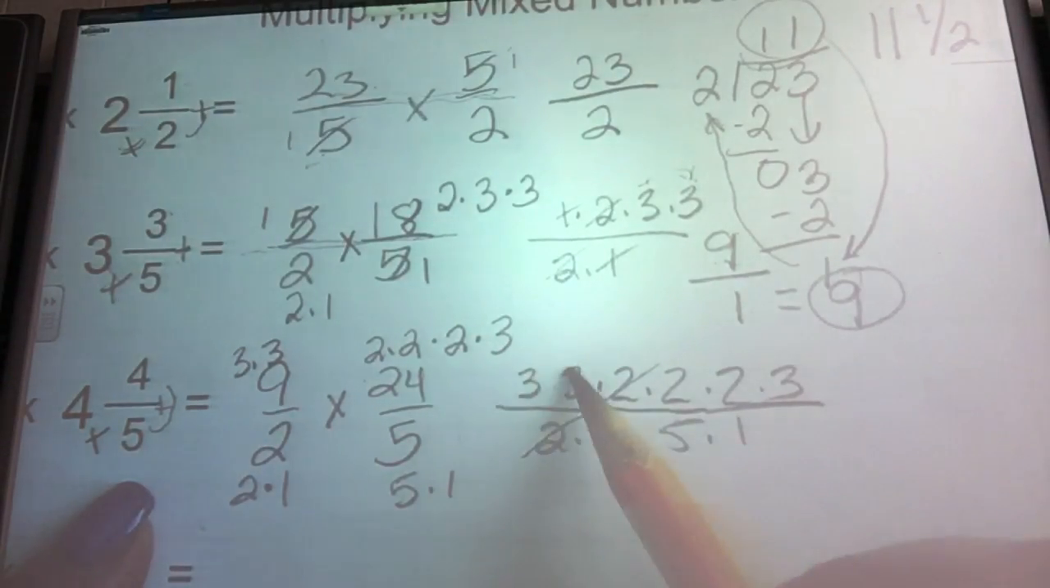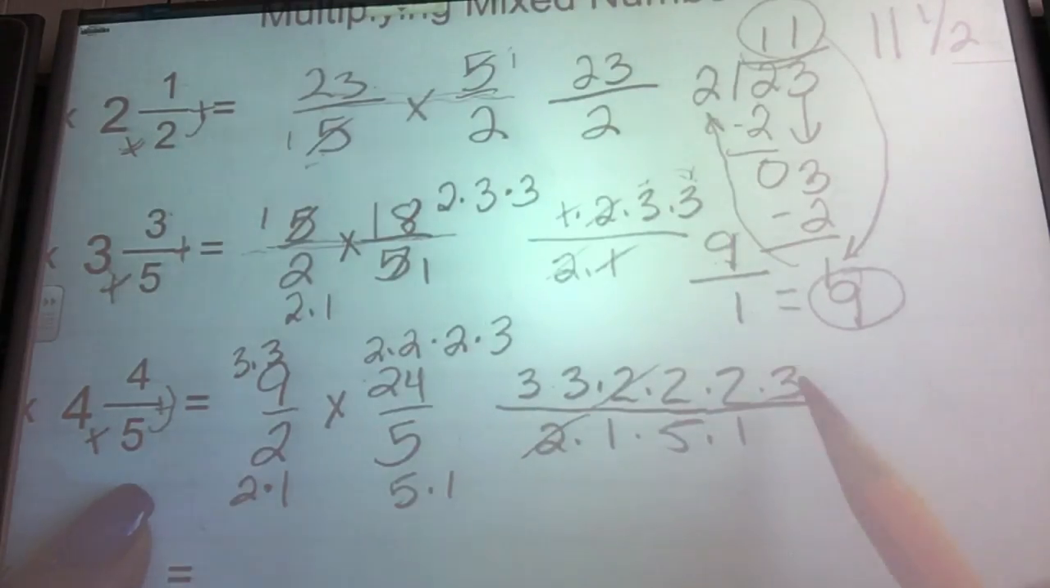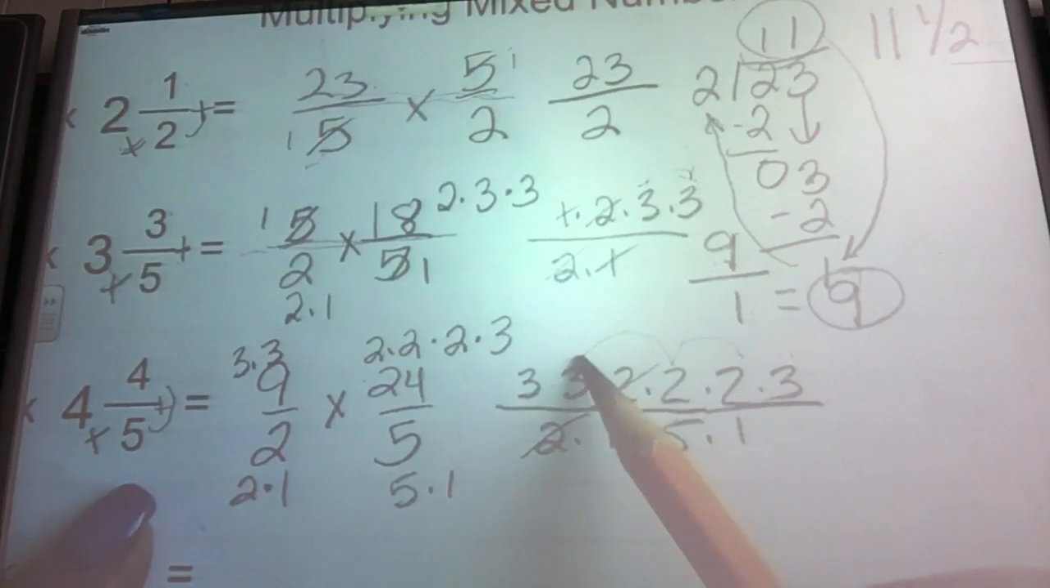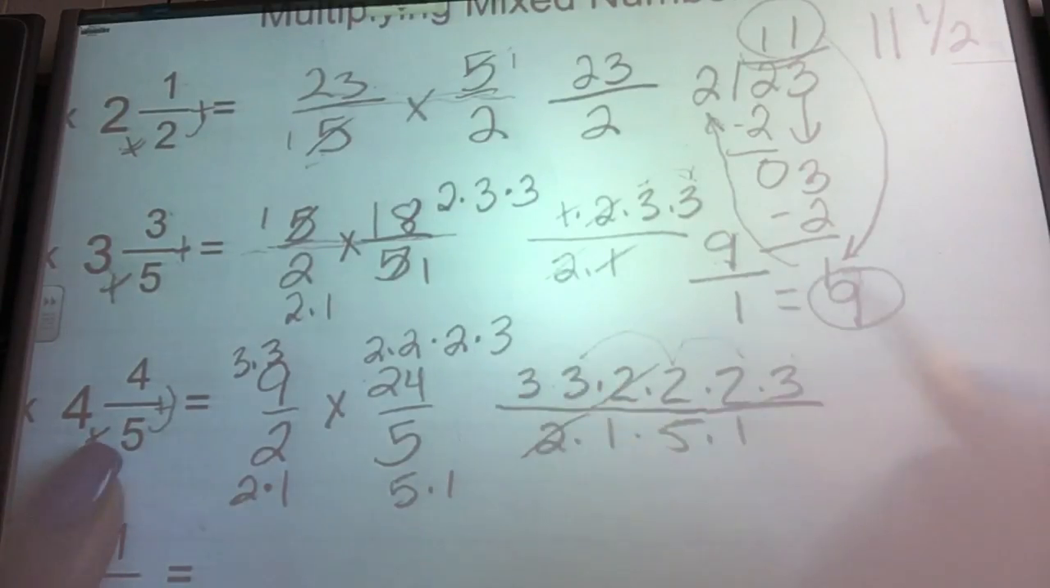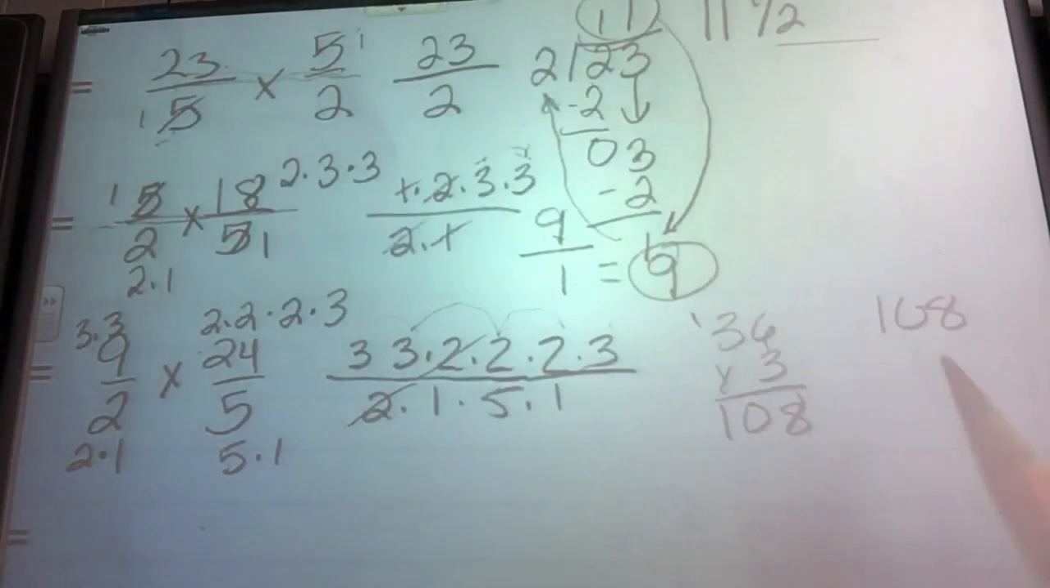3 times 3 is 9. Let's do this differently. 3 times 2 is 6. 6 times 2 is 12. 12 times 3, 12, 24, 36. 36 times 3 is 108. So 108 over 5 times 1 is 5, times 1 is 5.